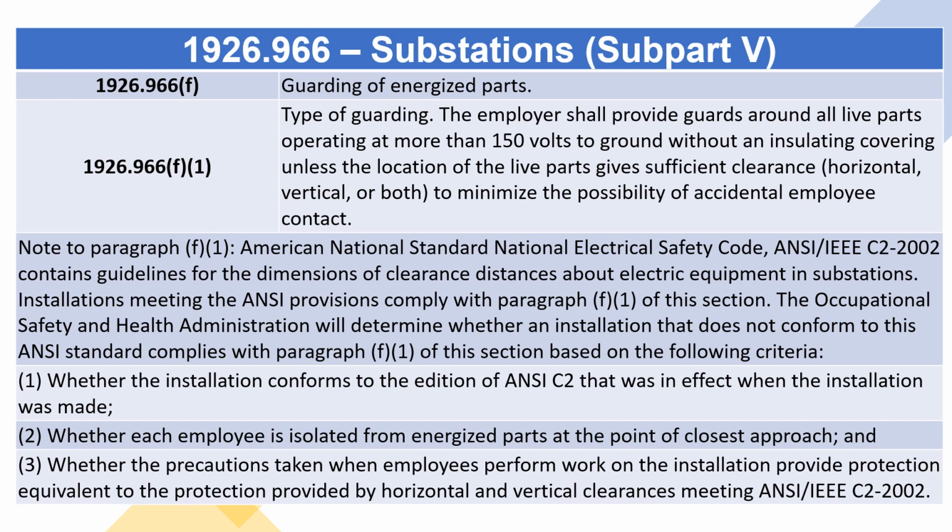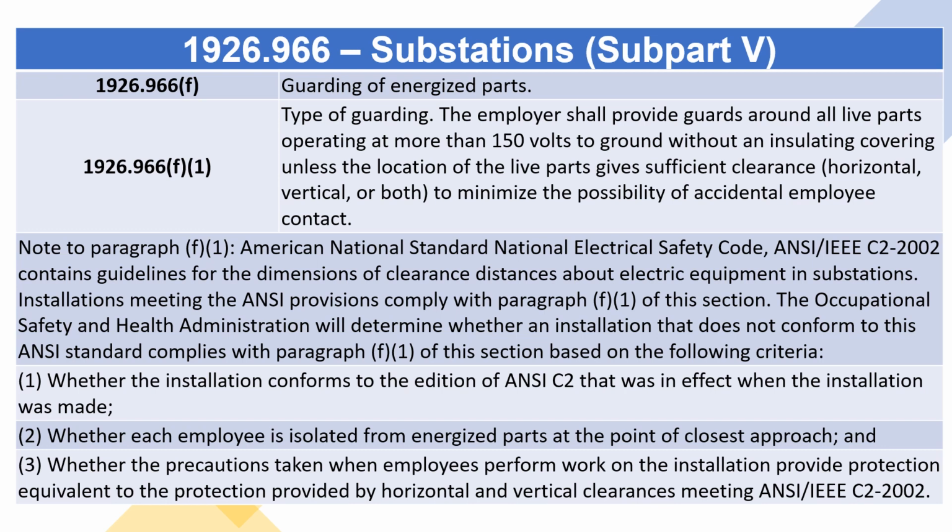Note to paragraph (f)(1): American National Standard National Electrical Safety Code, ANSI/IEEE C2-2002, contains guidelines for the dimensions of clearance distances about electric equipment in substations. Installations meeting the ANSI provisions comply with paragraph (f)(1) of this section. The Occupational Safety and Health Administration will determine whether an installation that does not conform to this ANSI standard complies with paragraph (f)(1) of this section based on the following criteria.